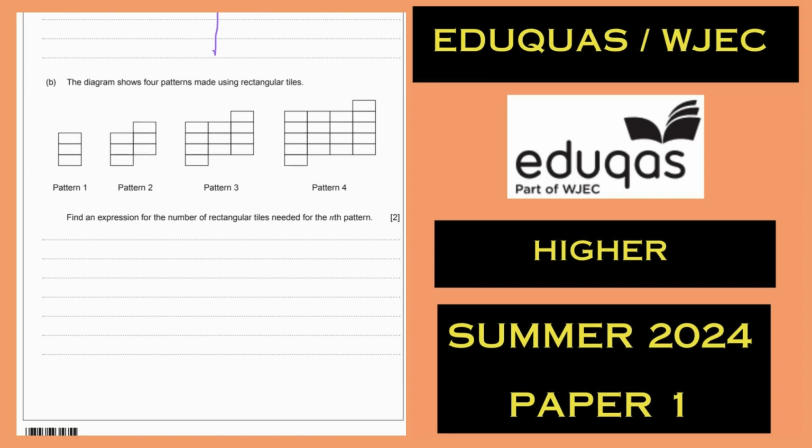Part B. If you want to go the long way about this, feel free to just go count them up. There's 3, there's 6, there's 11, there's 18. It'll work. Do the nth term of that.